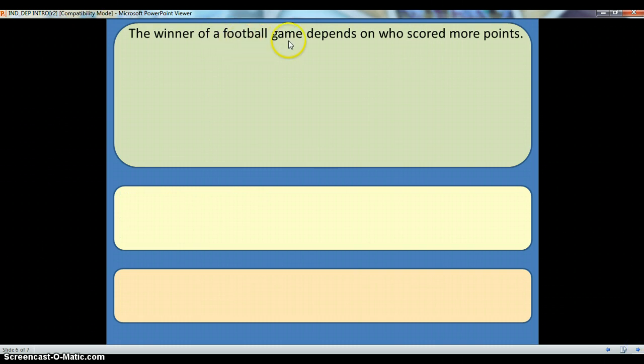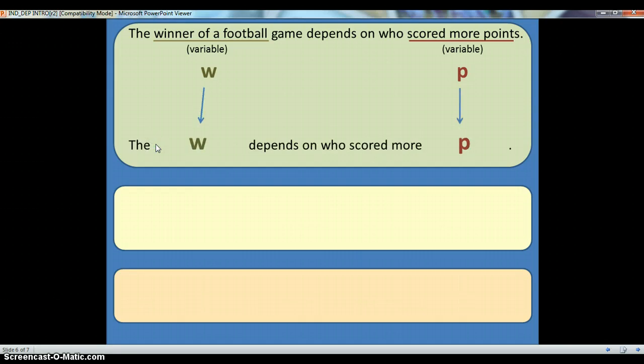Alright, so the winner of the football game depends on who scored the most points. At this time right now, we don't know who the winner of the football game is, so that might be W. We don't know who scored the most points, so we're going to turn that into P for points. So then it's going to reread as the W depends on who scored more P. Okay, who scored more points.